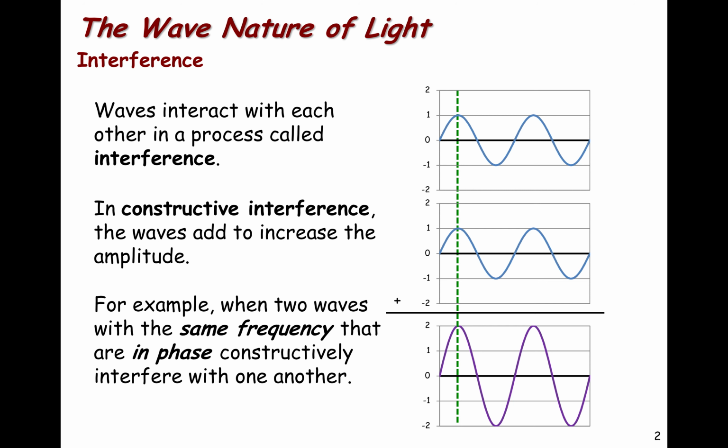You'll notice that the nodes, the place in each of the individual waves where there is no amplitude, result in no amplitude for the summation, and that is shown by the second dashed line here. Likewise, the troughs will become deeper as a result of this constructive interference.